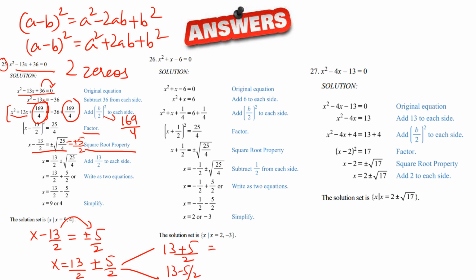So how much? Let's add. 18 by 2 is 9. 13 minus this is 8 by 2, which is 4. So the two roots are 9 and 4, and that's what you see. In a similar way, question 26, 27 can be solved. The only difference is in the number. The method to solve is same. So understand and learn the steps.